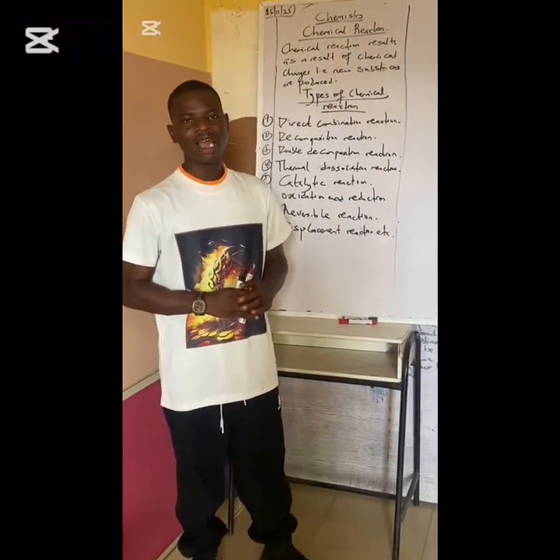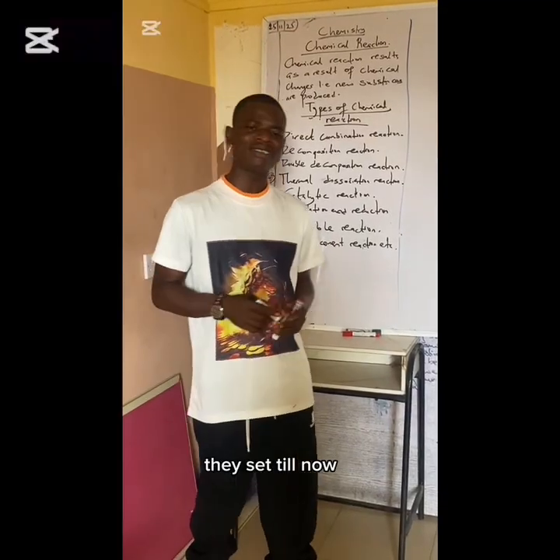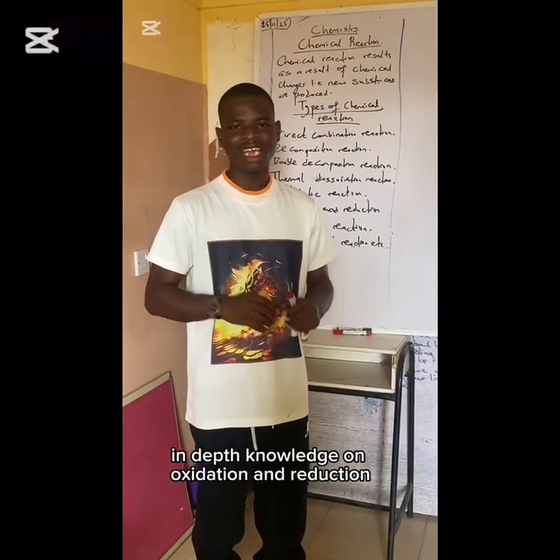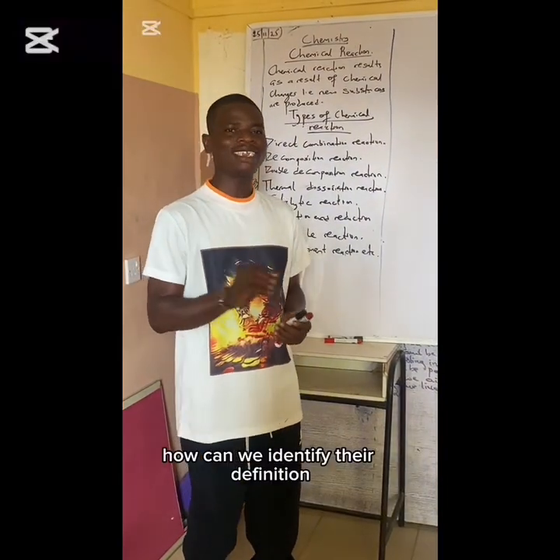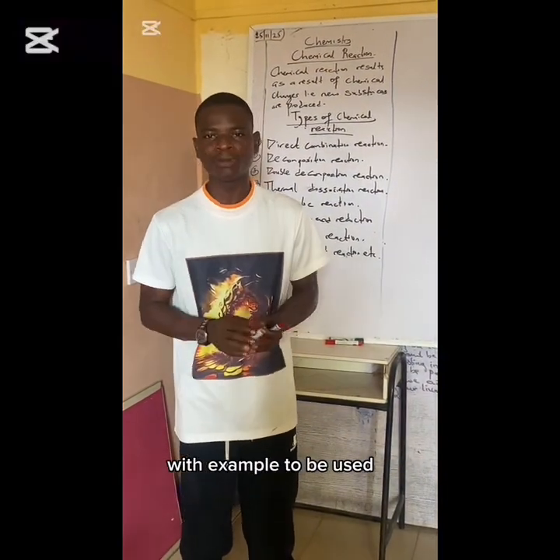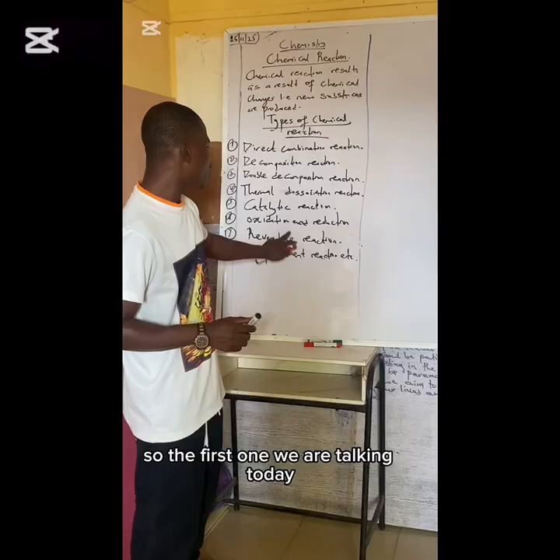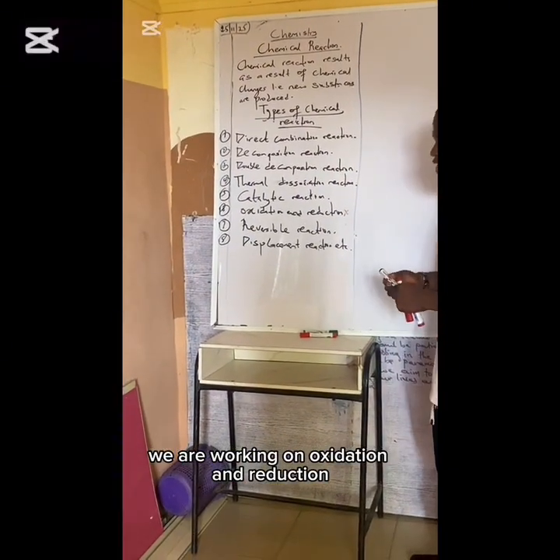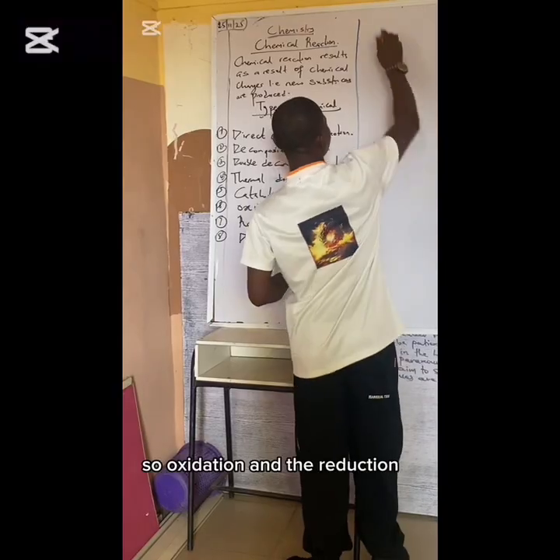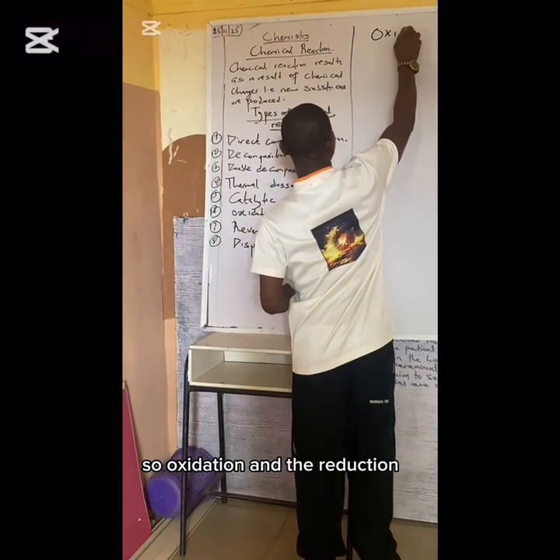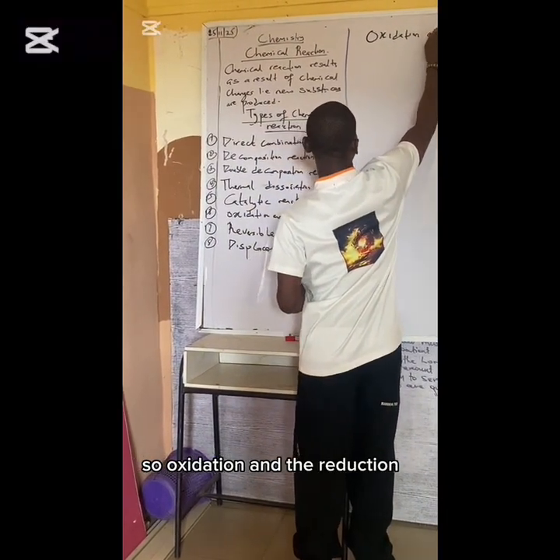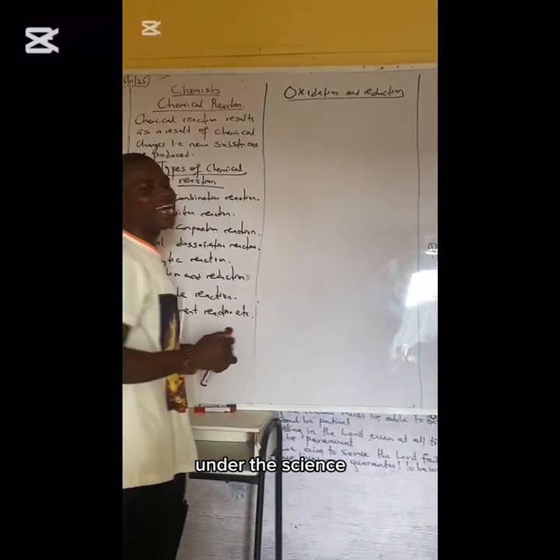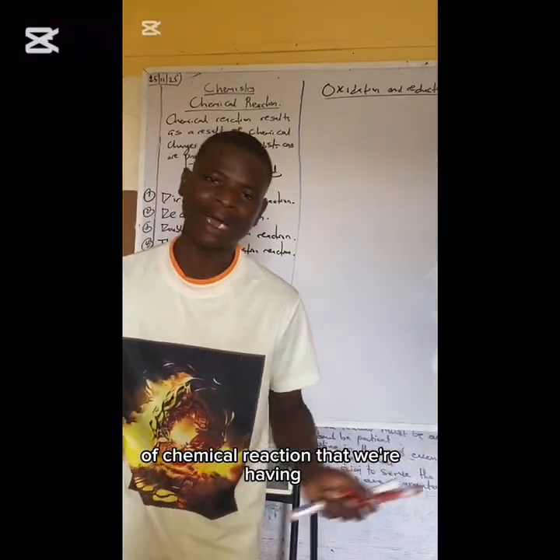and reduction. According to past paper questions, students said, sir, till now we have not understood in-depth knowledge of oxidation and reduction. How can we identify their definition with examples to be used? So the topic today is oxidation and reduction, under the types of chemical reaction that we are having.